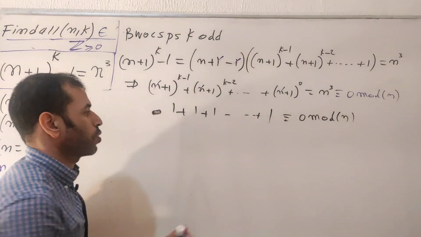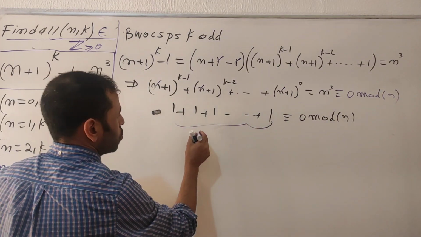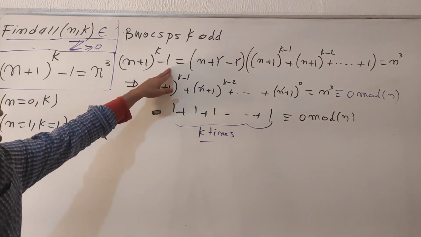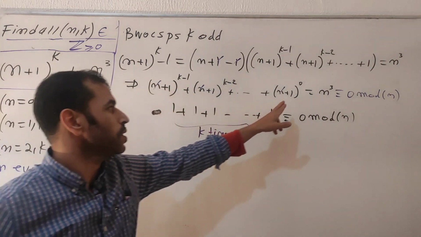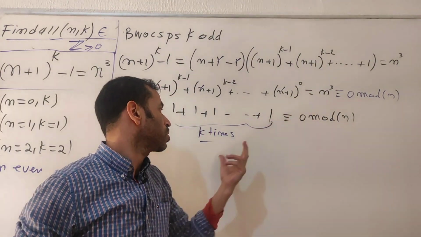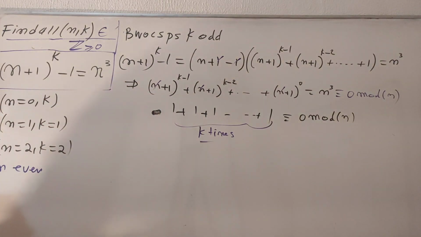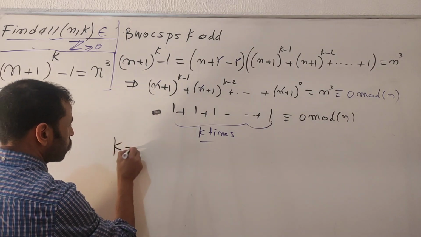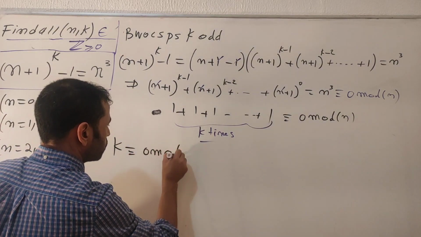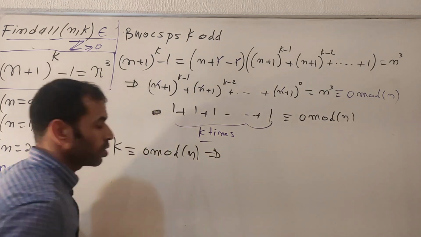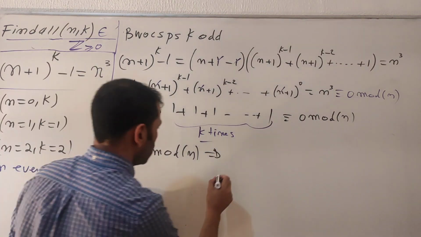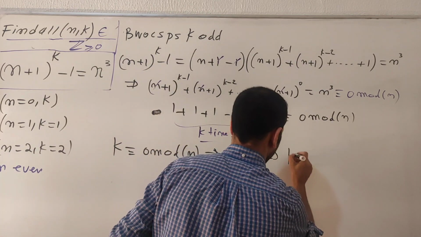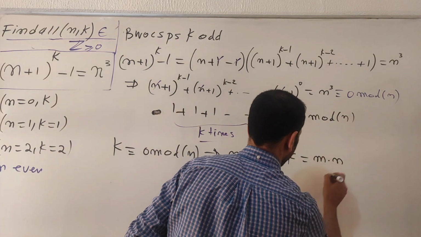So how many of the number 1 do I have here? This one is k times, because we get k minus 1 times plus this 0. This is included, which means I have k times here. So k is congruent to 0 mod n. According to the divisibility statement, we get n divides k. It's equivalent: k equals m multiplied by n.